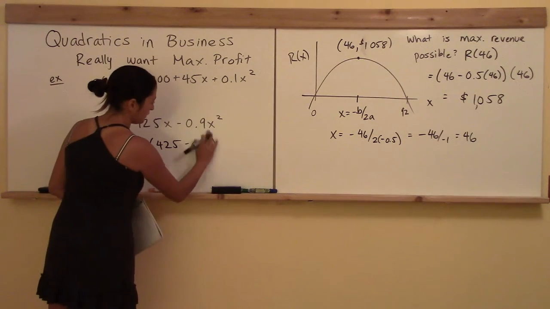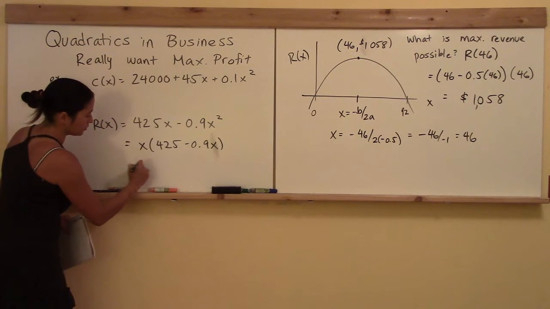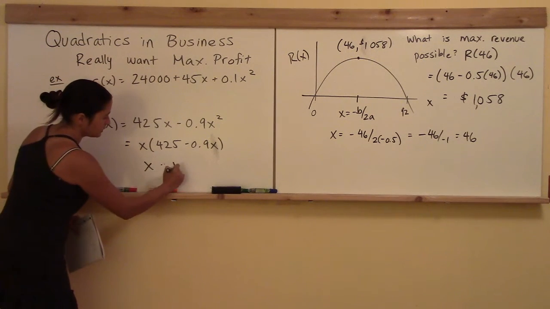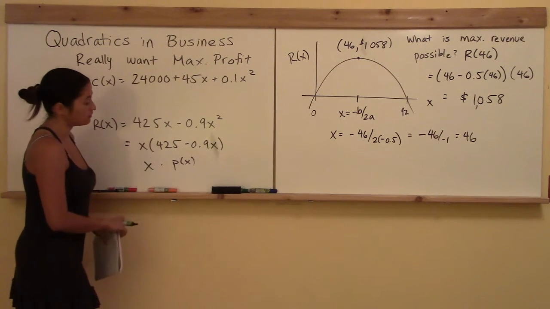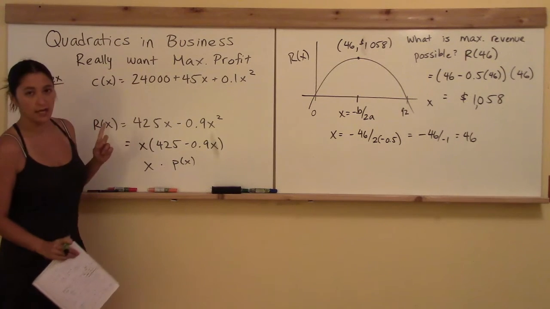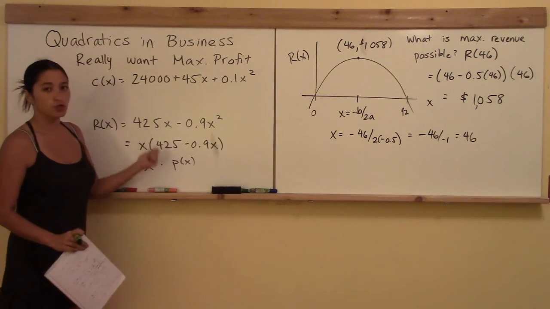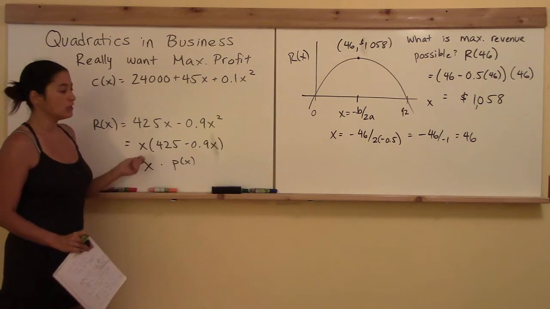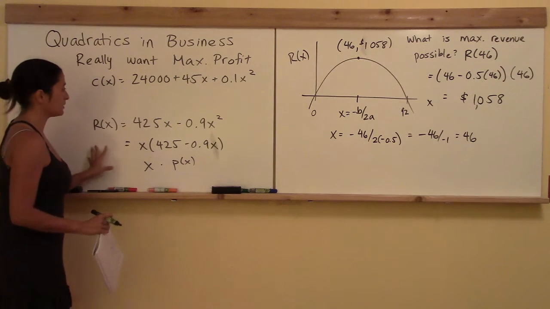Okay, so if we look at it in its factored form like this, remember that revenue is always equal to number of items times price per item, which sometimes itself can be a function of x. And here, maybe the original price for one item would be $4.25 minus 0.9, but then it also goes down by 90 cents for each additional item that you buy. Okay, so that's where we could get something like this.